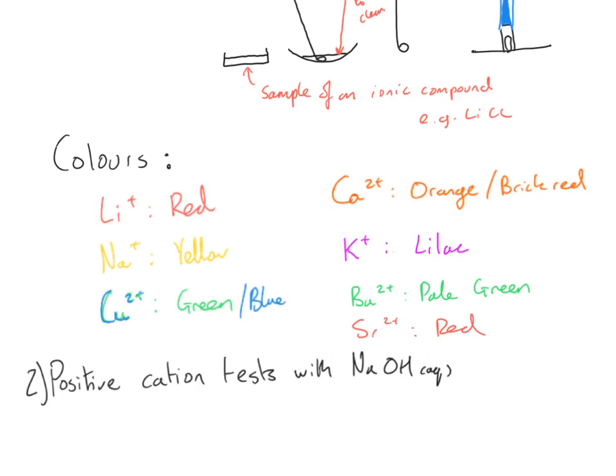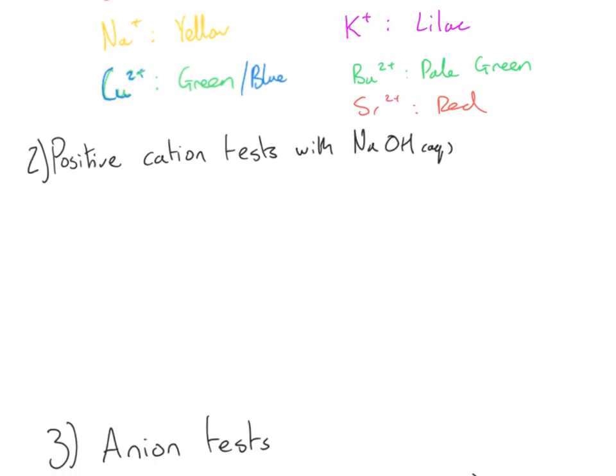Now, there are other ways that you can test for cations as well, and that's by using sodium hydroxide. You can do this for the following. You can do this for solutions of iron 2 complexes, iron 3 complexes, and copper complexes. So on the addition of sodium hydroxide to an iron 2 solution, e.g. iron 2 sulfate, what you would see is a green precipitate.